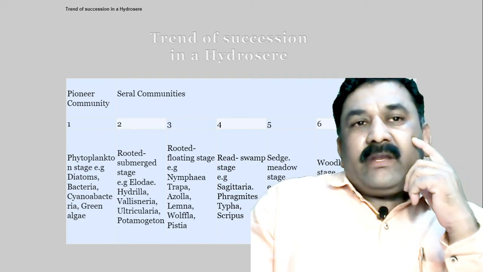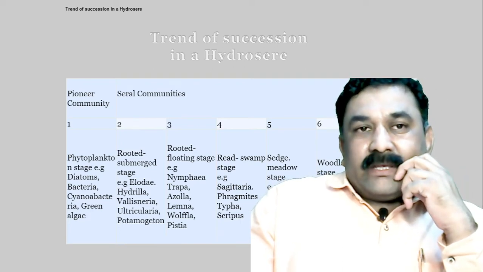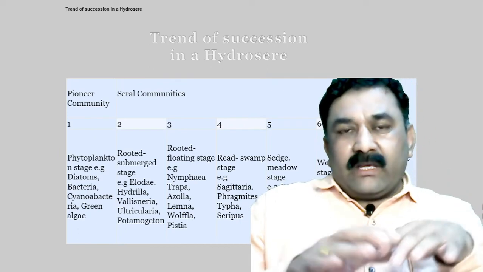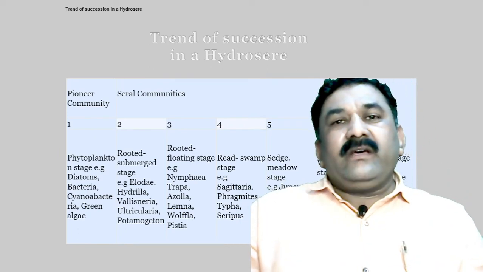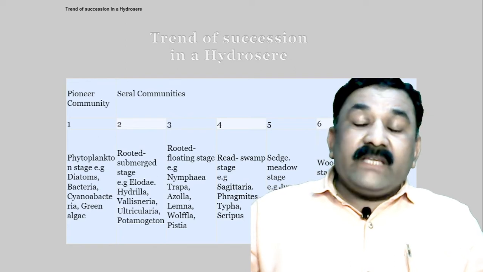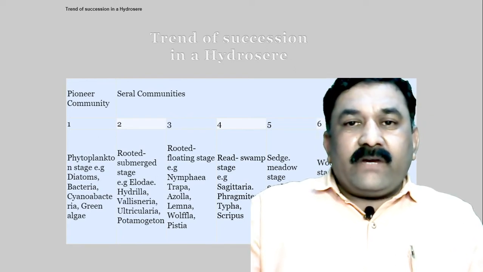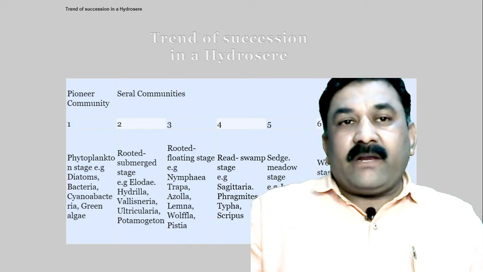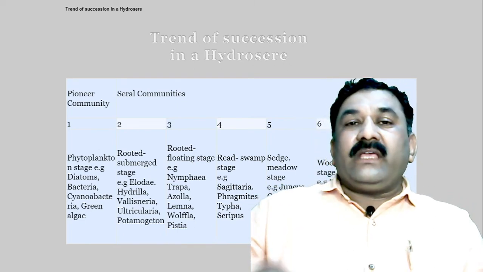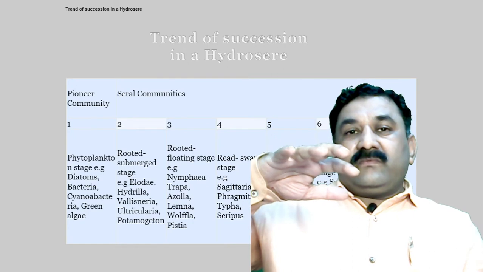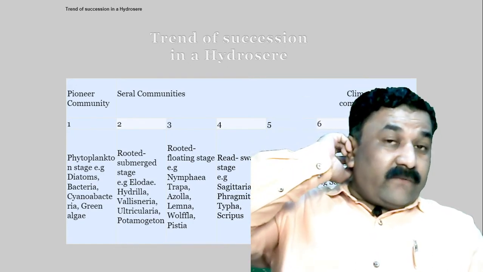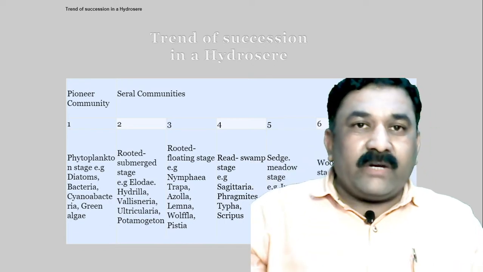Second serial community is a rooted submerged one, like Hydrilla, Vallisneria. These are the rooted submerged. They are completely under the water surface. Rooted floating stage is the next stage. Rooted floating stage is giving you the plant like Nymphaea, Trapa, Lemna, Ottelia. They are having the growth above the water surface. Mind well, these are the rooted floating stage. Means they are the rooted plants.